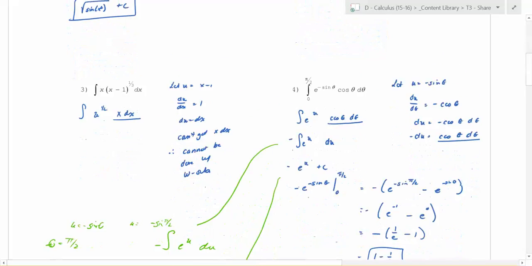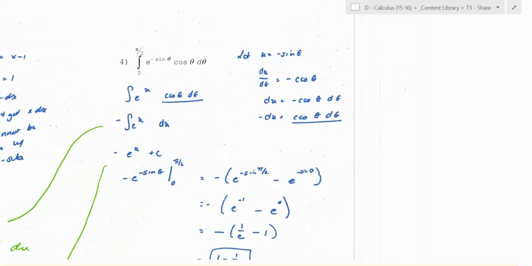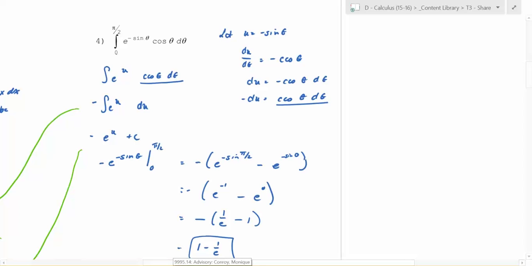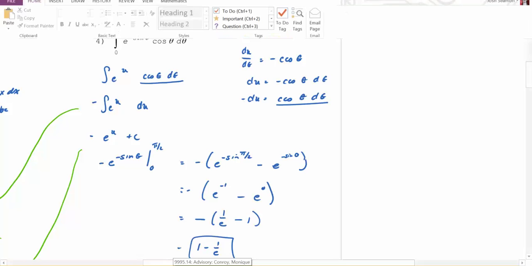Okay, let's talk about 4. For 4, it gives you the substitution. What's the substitution? Negative sine theta. So they just do the substitution a little differently. You can do the substitution a couple ways, but you end up the same place.